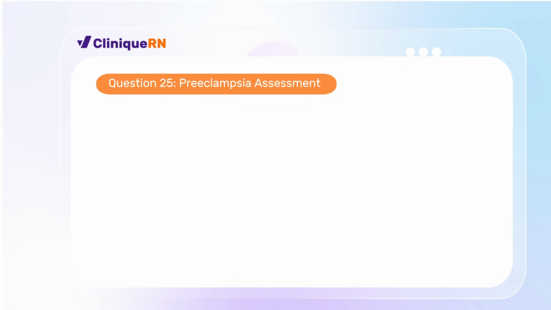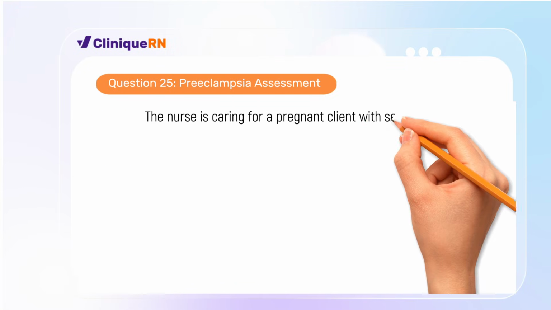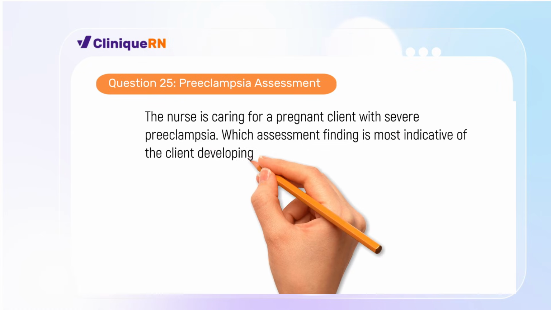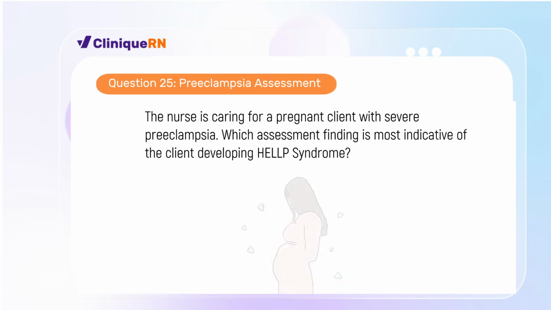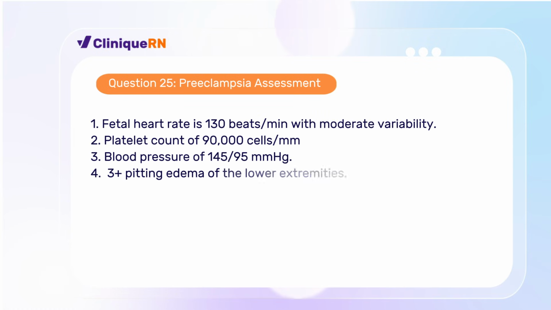Question 25. Preeclampsia assessment. The nurse is caring for a pregnant client with severe preeclampsia. Which assessment finding is most indicative of the client developing HELLP syndrome? 1. Fetal heart rate is 130 beats per minute with moderate variability. 2. Platelet count of 90,000 cells per milliliter. 3. Blood pressure of 145/95 mmHg. 4. 3+ pitting edema of the lower extremities.